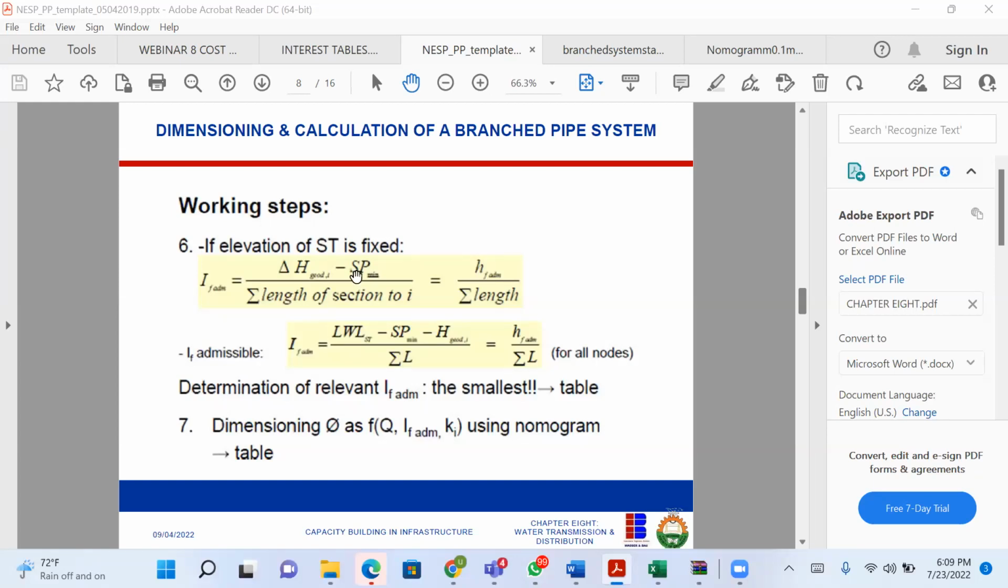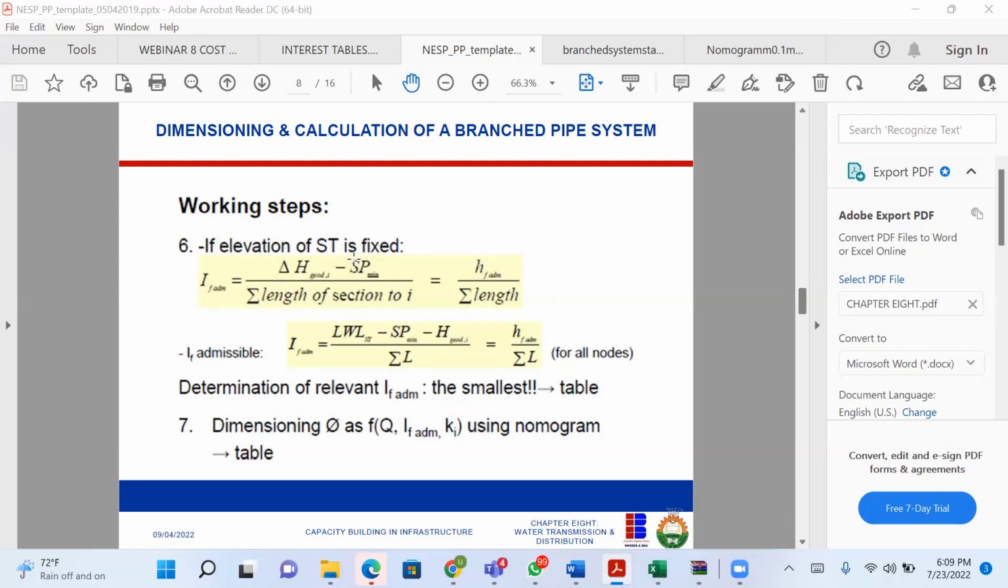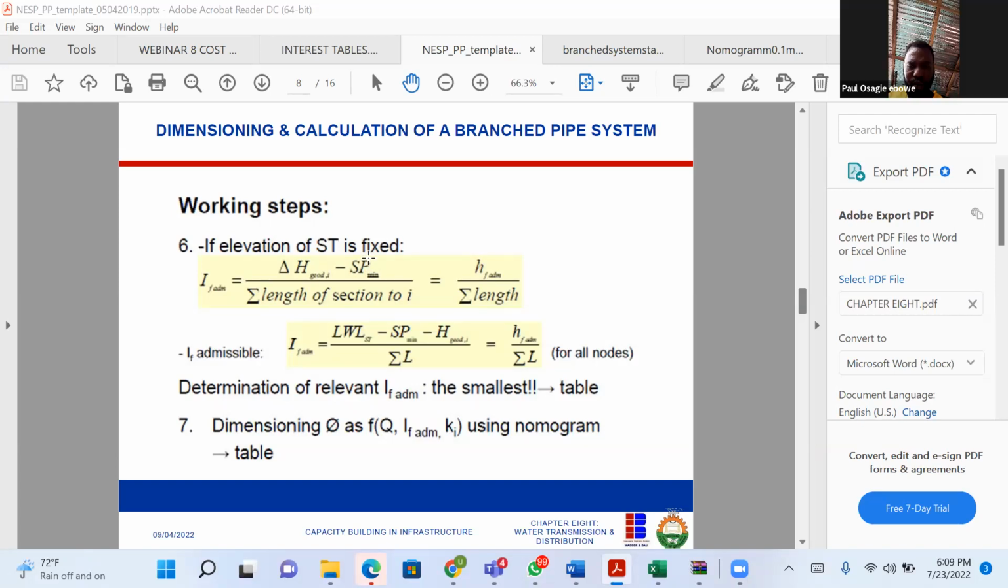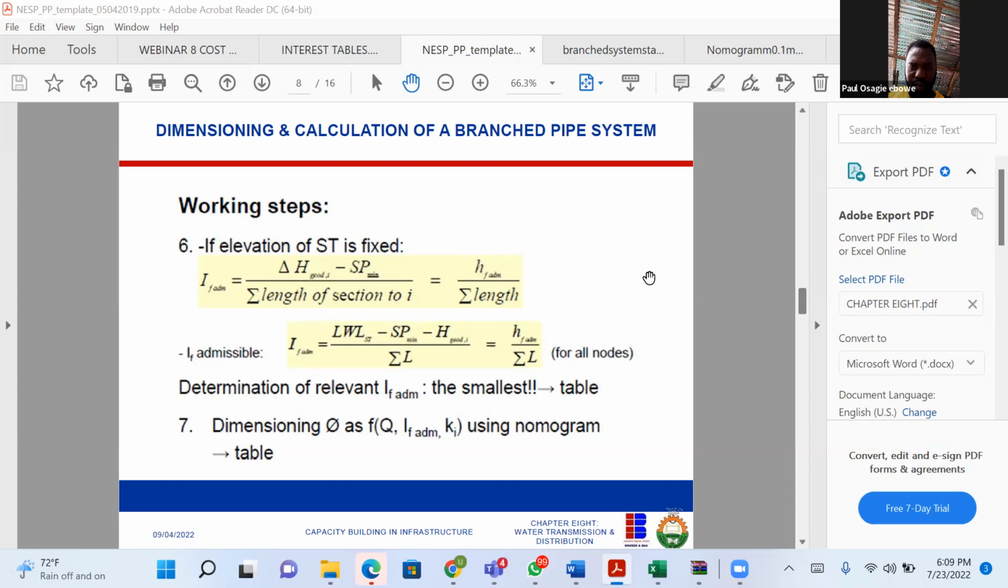Slope becomes the geodetic height of the tank minus the service pressure, which is an imaginary figure, or minus the person living at the 4th floor. That's just what it means. Yeah, the person living at the highest floor. Then divided by the total horizontal length. This thing simply means head over length.